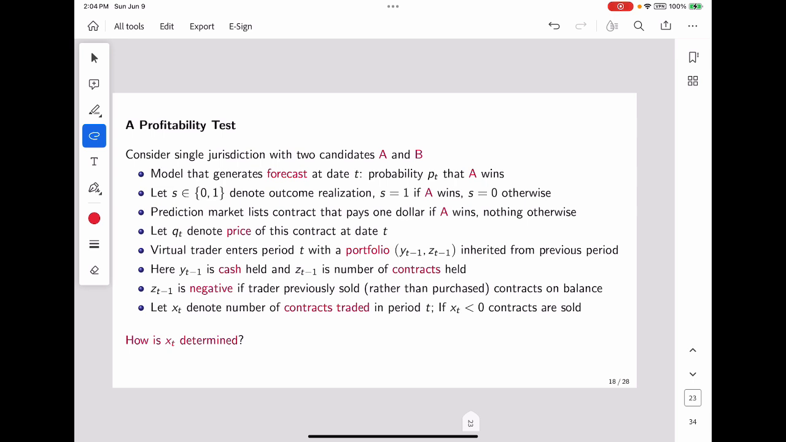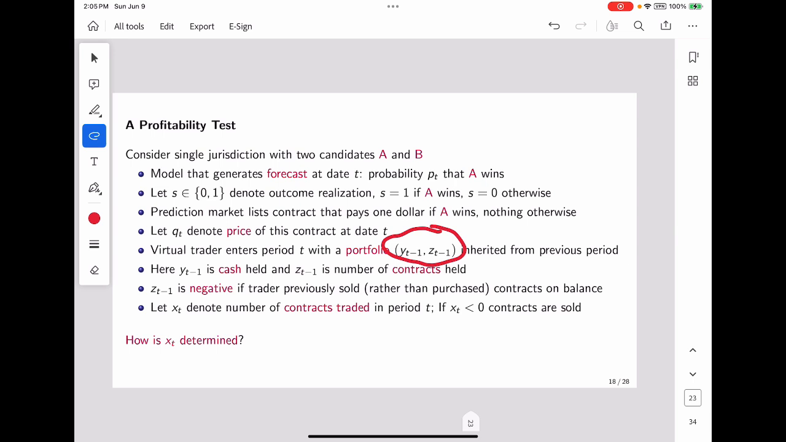Now imagine a trader who enters period t with a portfolio, which we call (y_{t-1}, z_{t-1}), that is inherited from the previous period. y_{t-1} here refers to cash holdings, so this is the amount of dollars that are held by the trader, and z_{t-1} refers to the number of contracts held by the trader. This is coming in from the last period. Now, z_{t-1} could be negative. If the trader has bet against the event, has sold contracts rather than buying them, in this case z_{t-1} would be negative. This is the number of contracts that are inherited from the previous period.